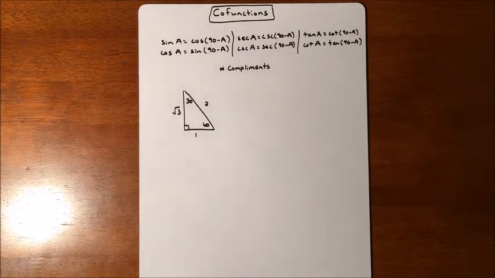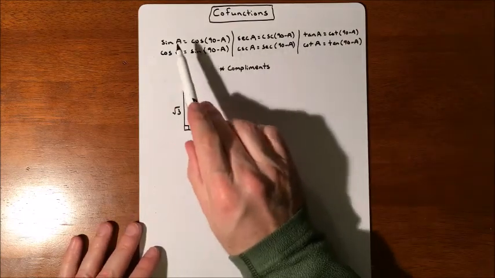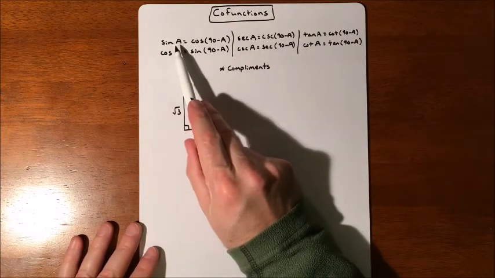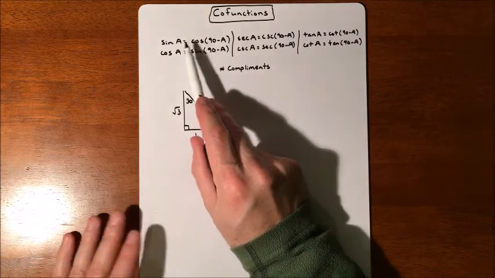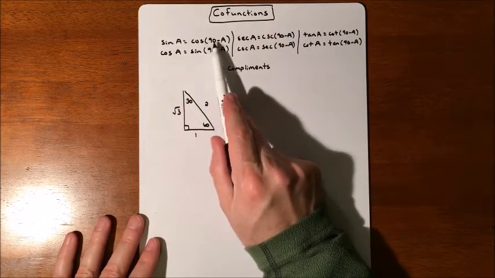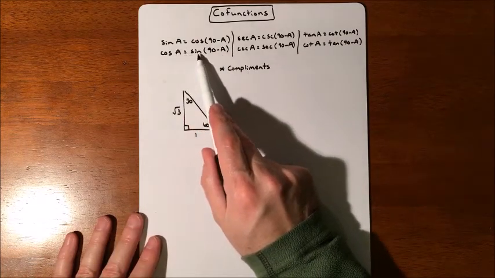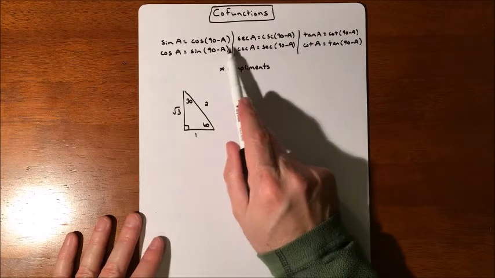In this lesson, we're going to define cofunctions. And here's basically the definitions of them. It's a way to relate angles with other angles. So sine of A would be equivalent to cosine of 90 minus that angle, or cosine of an angle would be equivalent to sine of 90 minus the same angle.